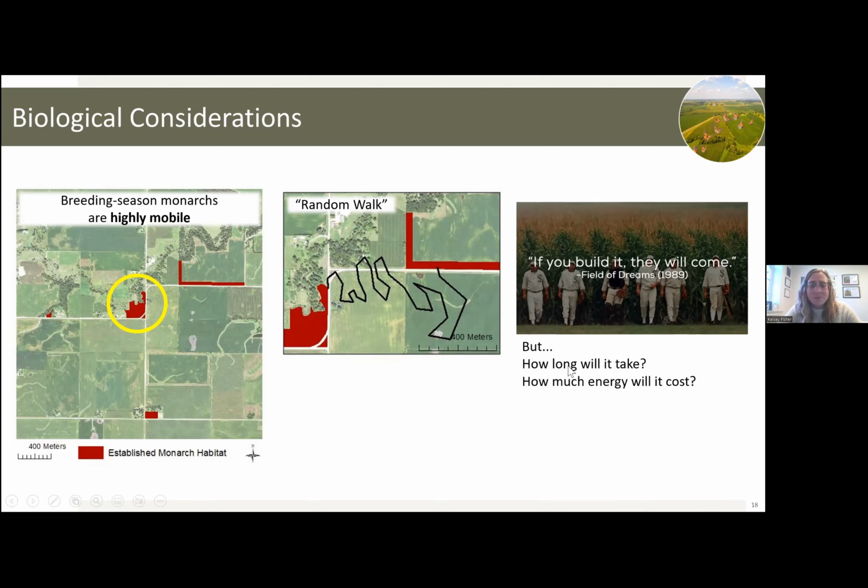But the question is, how long is it going to take for those butterflies to find the next property? And how much energy are these butterflies wasting while they're looking for that property? So if we build it, they will come, but how long will it take and how much energy is it going to cost us?